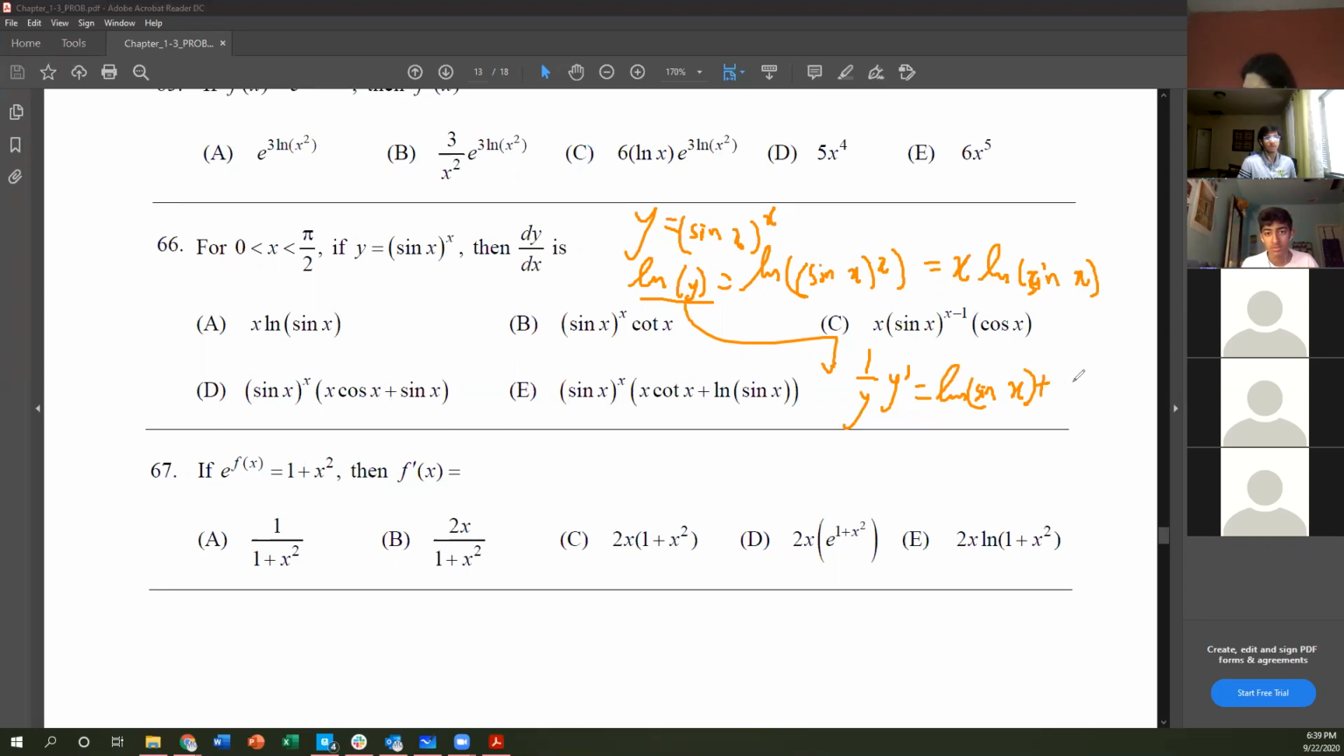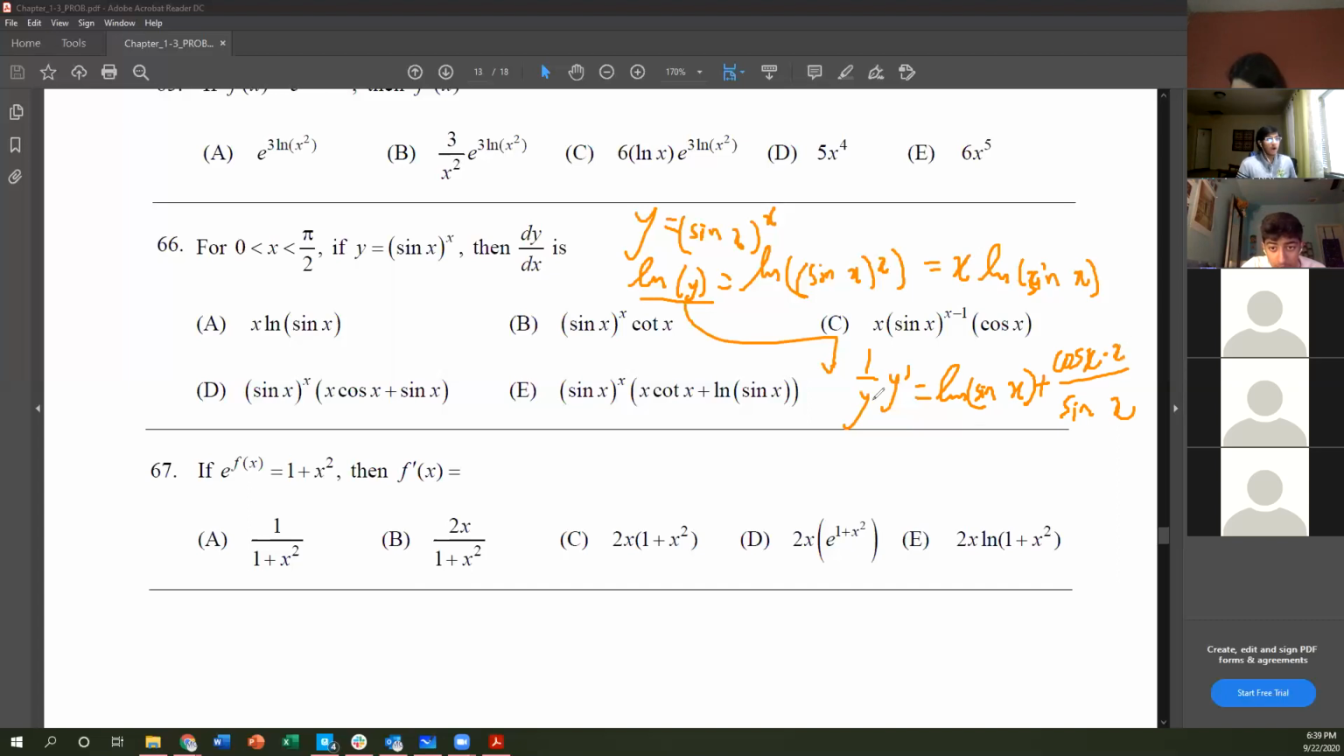1 over sine of x? 1 over sine of x, but then chain rule, and then what do we get for the derivative of the inside function? Negative cosine x, was it? Just cos x. Just cosine x, okay. Yes, just cos x, and then we multiply by x.